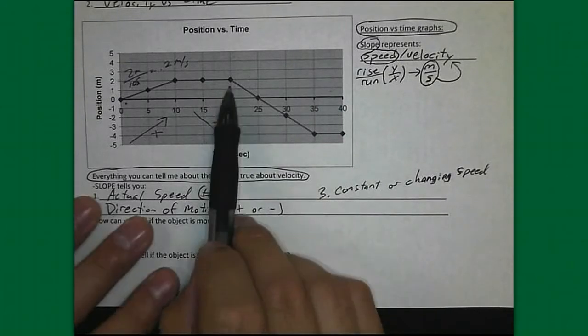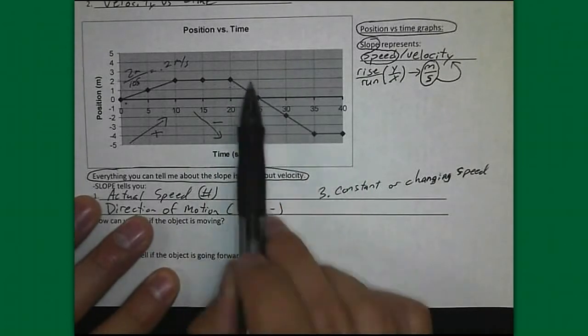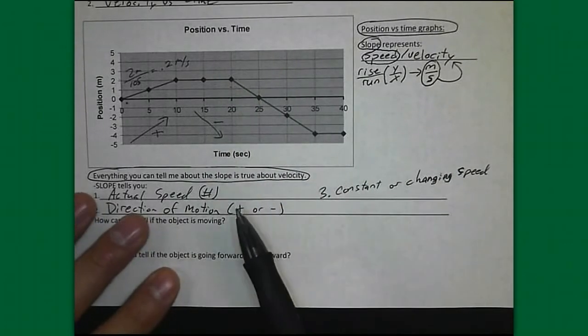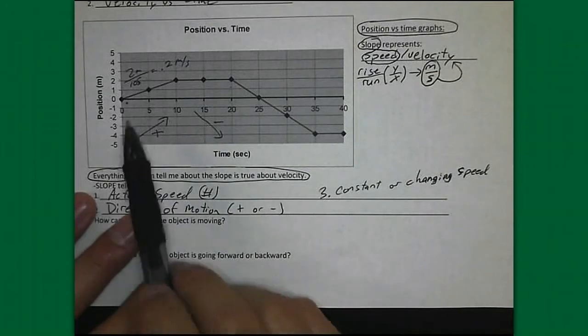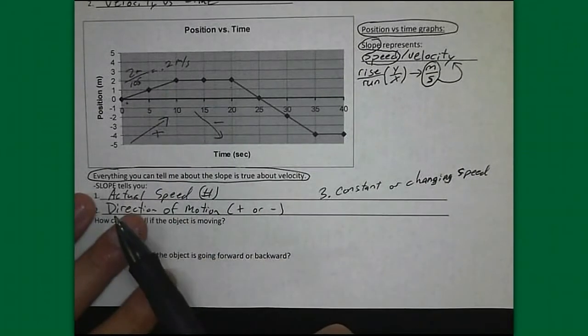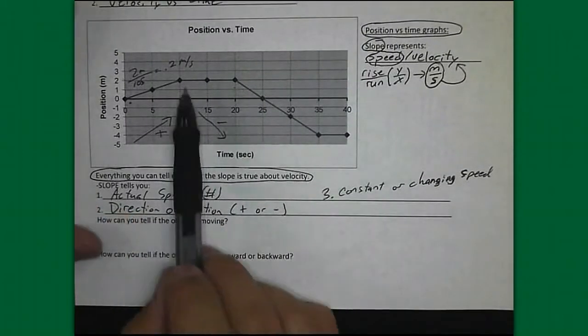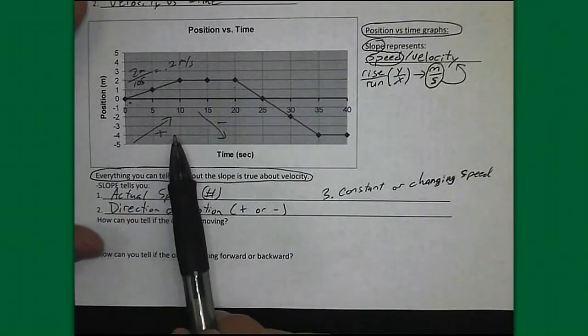So I could ask the question, where on this graph is the object moving backward? And you would tell me from 20 to 35 seconds, because this is the only place on the graph that has a negative slope. Where is the object moving forward? Only place it's moving forward is from 0 to 10 seconds. That's the only place there's a positive slope. Positive slope, positive velocity.